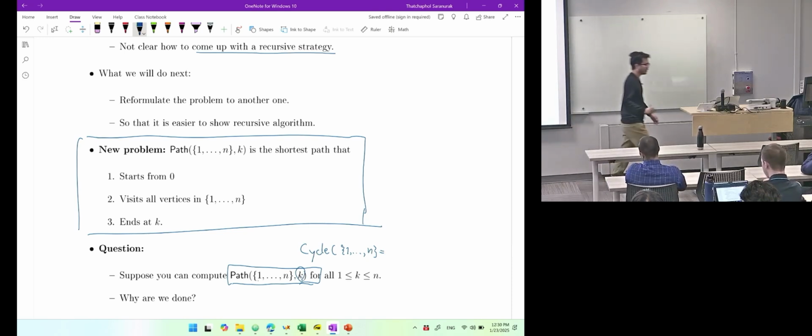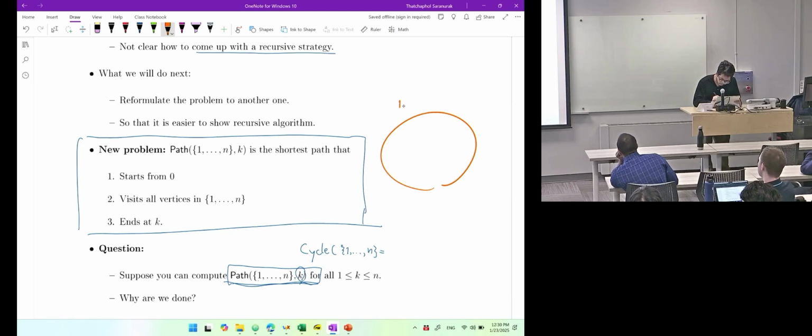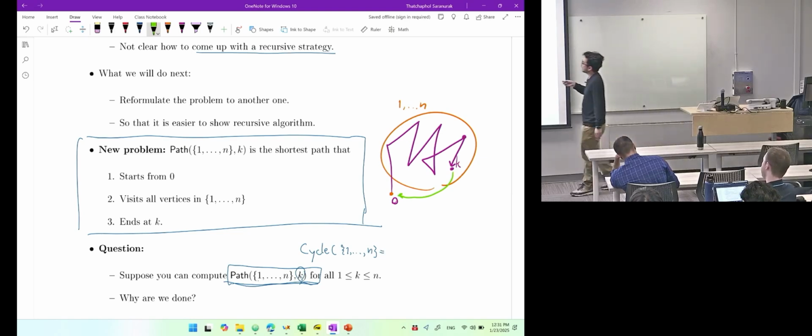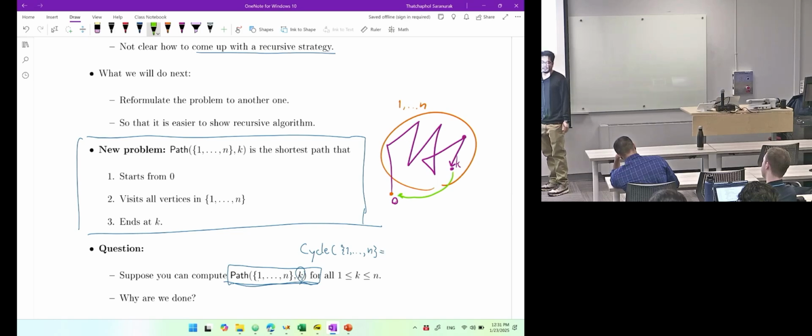So what is this thing? Let's try to draw it. If this is 1 to n, it asks for a path that starts from 0 and then somehow ends at k, and visits everyone and then ends at k. If I take another step by going back from k to 0, that's going to be a Hamiltonian cycle. The best Hamiltonian cycle will have the form that you can just start from 0 because it's a cycle, and then it's going to end at some node k, but we don't know which k, and then go back from k to 0.